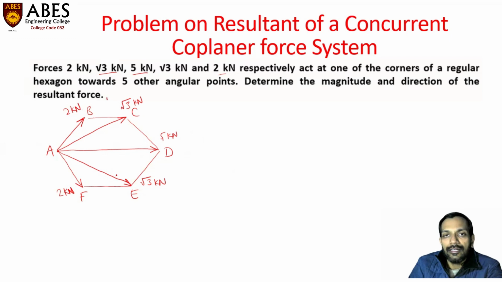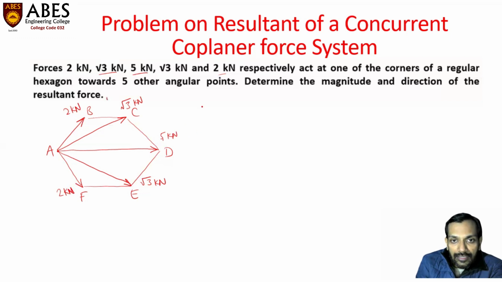How to find the resultant? For finding the resultant, we will first calculate the summation of all the forces along the x-axis, then the summation of forces along the y-axis. Then we will use the formula: resultant R is equal to under root of (summation of forces along x-axis) whole square plus (summation of forces along y-axis) square.